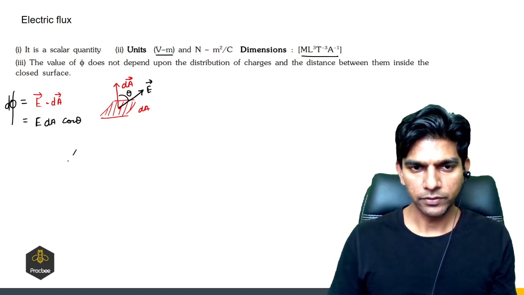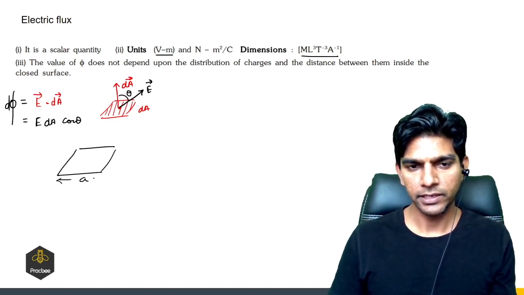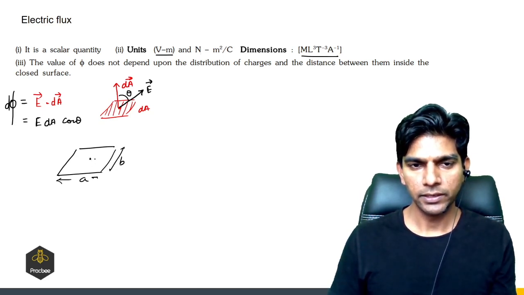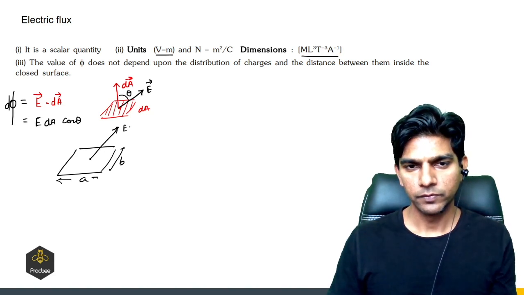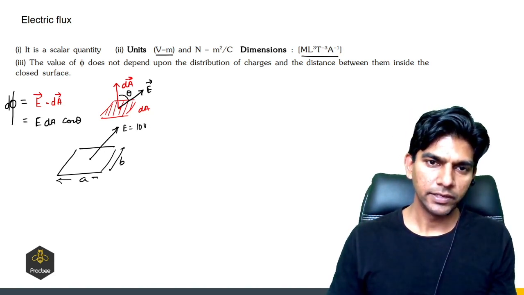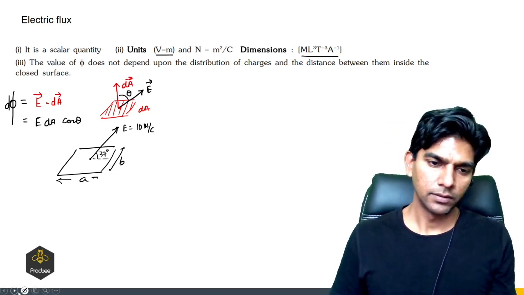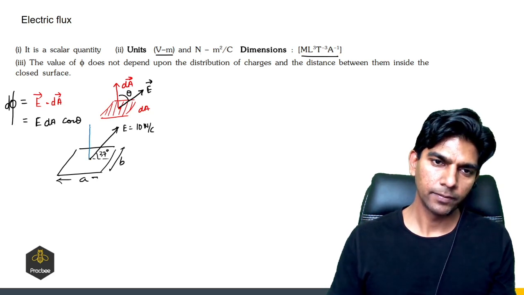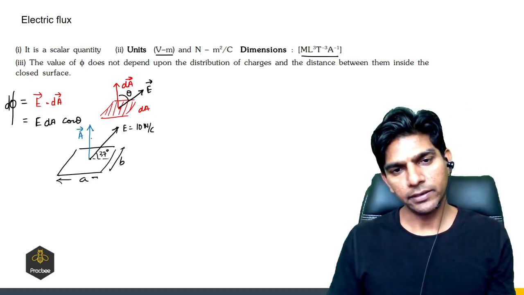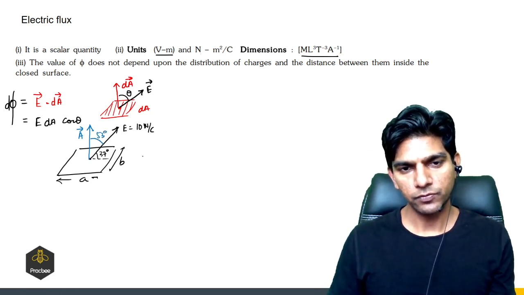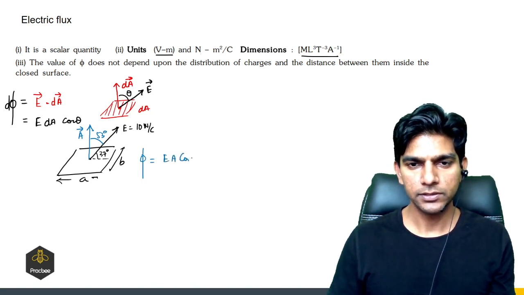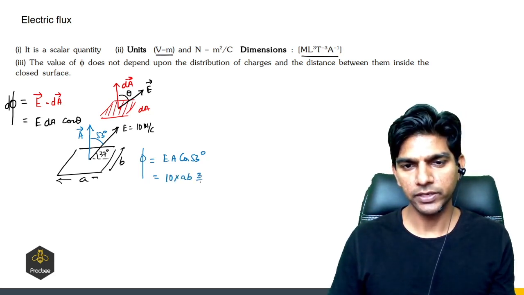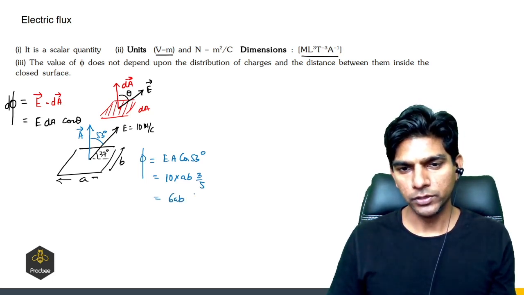Right, so let me take an example. So if there is an area, let us say this is A and this is B, and the electric field, which is say 10 Newton per coulomb, makes an angle of 37 degrees with the plane. Now what is the direction of the plane? It will be normal to the area. This is our area vector, right? And the angle between the electric field and the area vector is 53 degrees. So the flux linked with this area will be EA cos 53 degrees. Electric field is 10, area is A times B, and cos 53 is 3 by 5. So it comes out to be 6 AB volt meter.